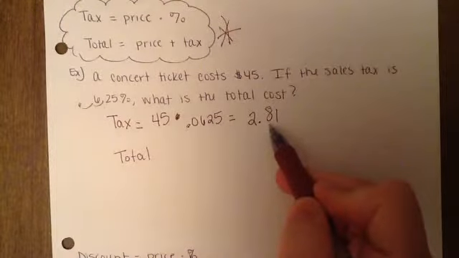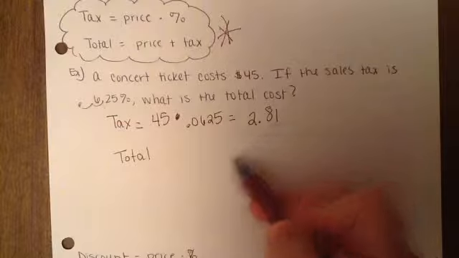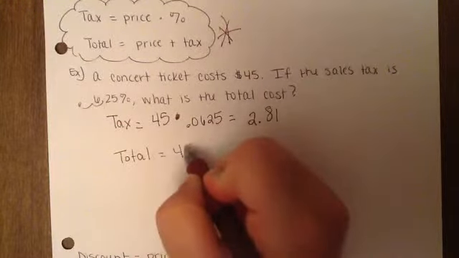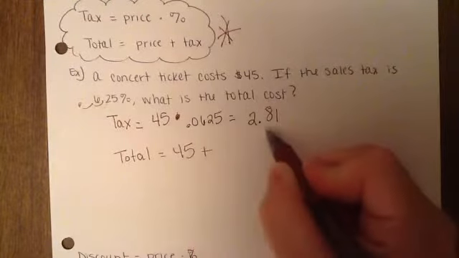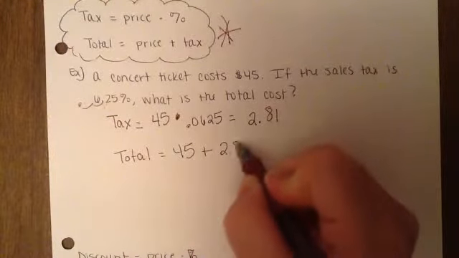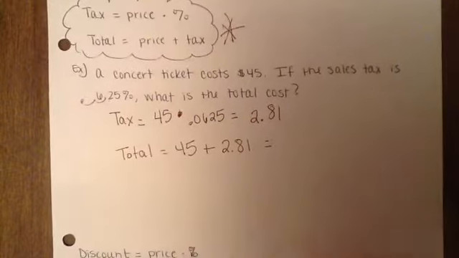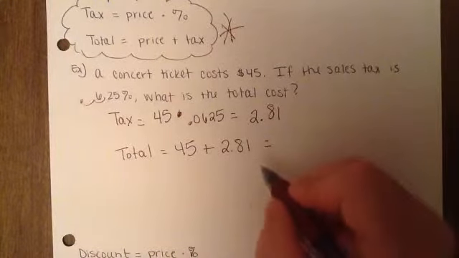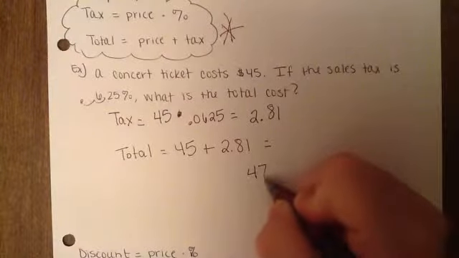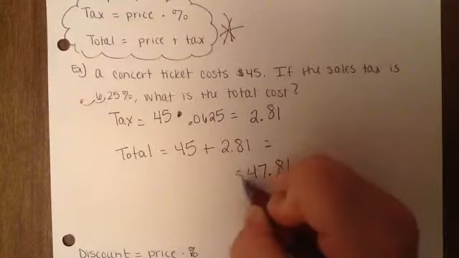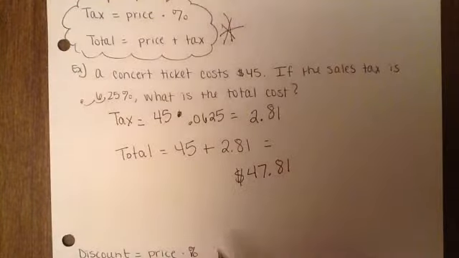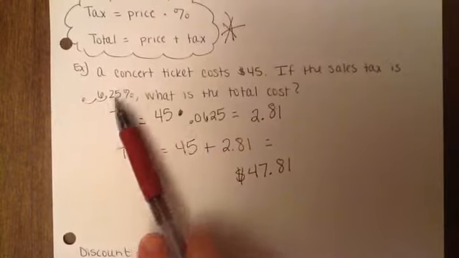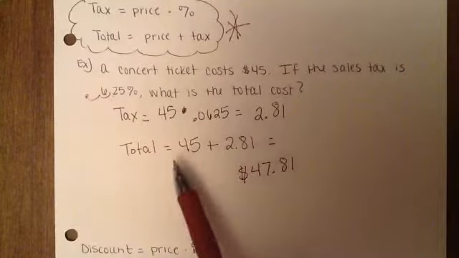Tax, what happens with tax for a bill? It gets added on. So our ticket was $45 plus, what are we adding? $2.81. Figure out your tax, add it on. Our total bill for this concert ticket is $47.81. Okay. Figure out your tax using the percentage. Remember, this is not money, it's a percent. Multiply, then add that on.